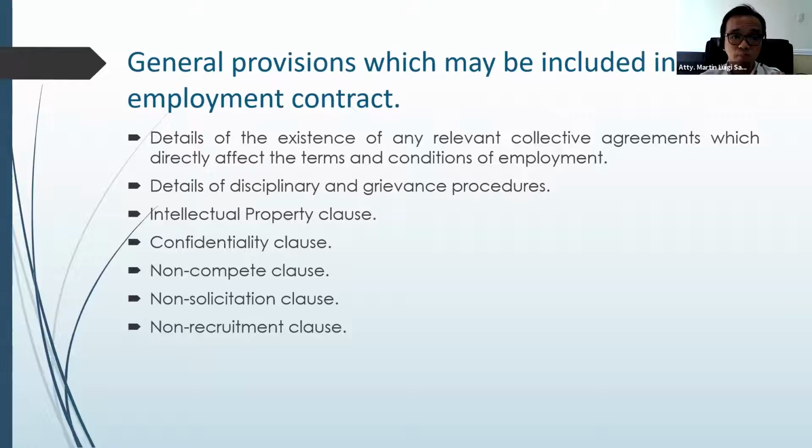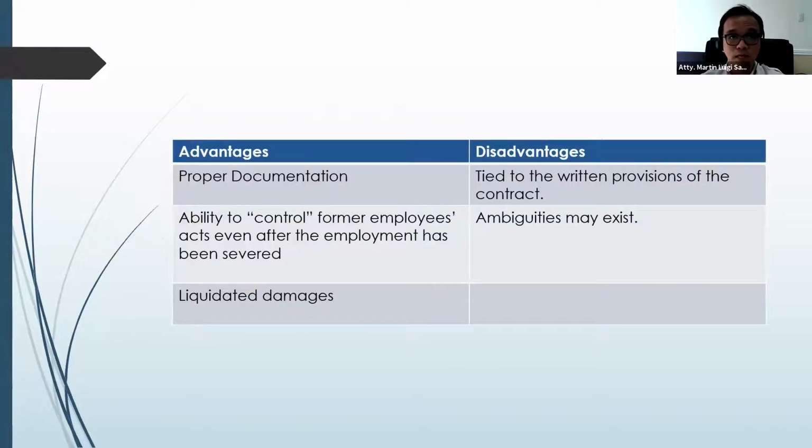So the non-compete, non-solicitation, and non-recruitment clause, somehow this is taken on a case-to-case basis, but I've seen cases say that these are valid as long as these are limited as to the place and time. So as to time, I've seen it being validated for a period of 2 years. I haven't seen cases that have extended to more than 2 years, but these have been held as valid. So you can actually control the acts of former employees.